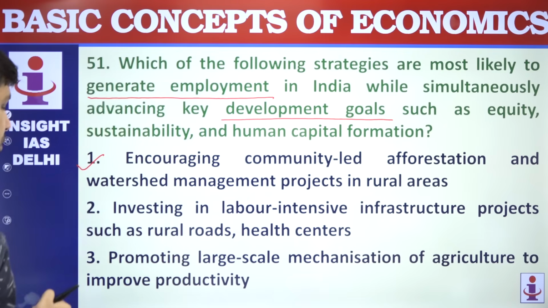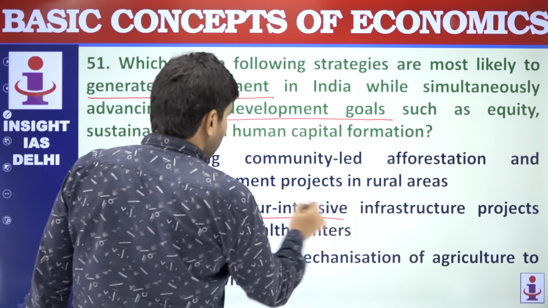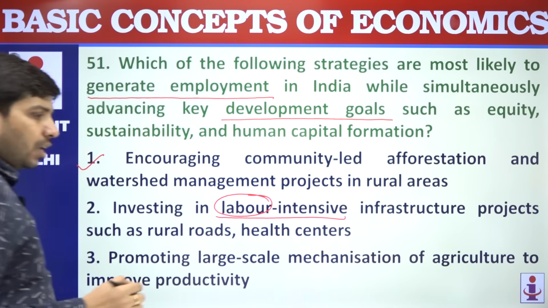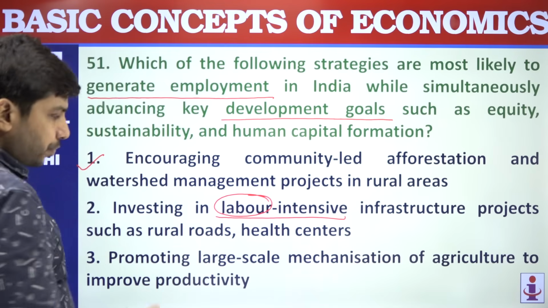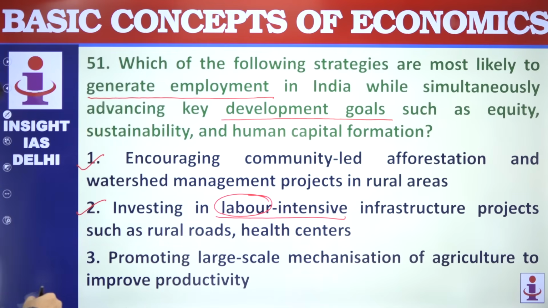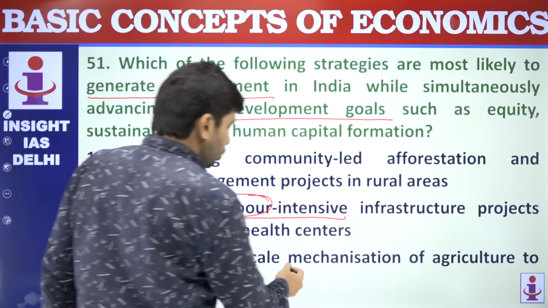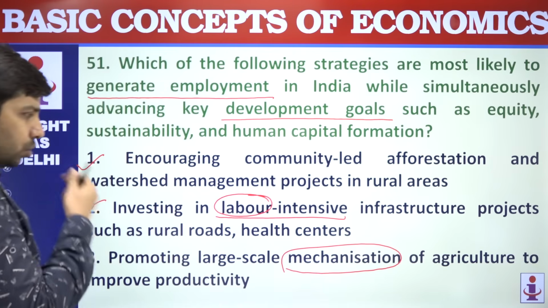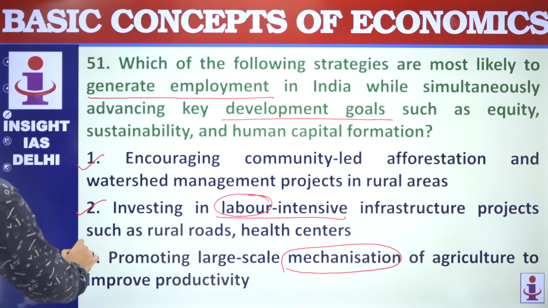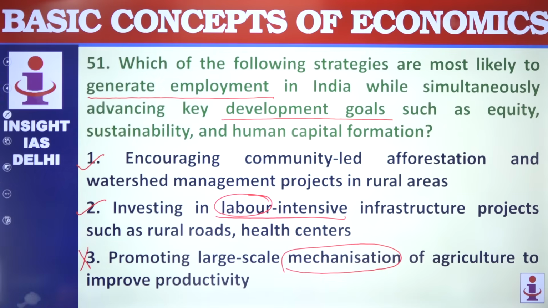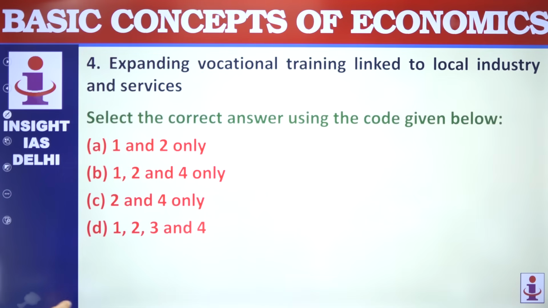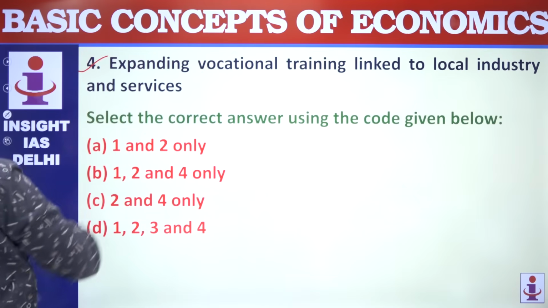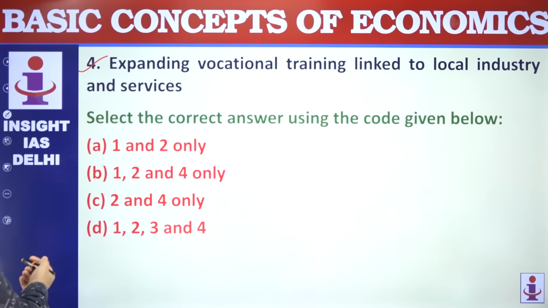Yes. Investing in labor-intensive infrastructure projects. If we are investing in labor-intensive projects, it will lead to more employment generation. Promoting large-scale mechanization of agriculture. If you are promoting mechanization of agriculture, it will lead to loss of employment. So this is not a correct example. Expanding vocational training. Yes, if you are expanding vocational training, people will get skilled. So correct will be 1, 2 and 4.